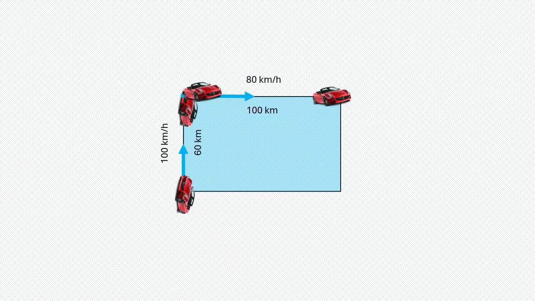So, picture this. You're on a road trip. The first leg, you drive 60 kilometers straight north. Then, you make a turn and drive 100 kilometers straight east. The big question is, after all that driving, how far are you in a straight line from where you started?